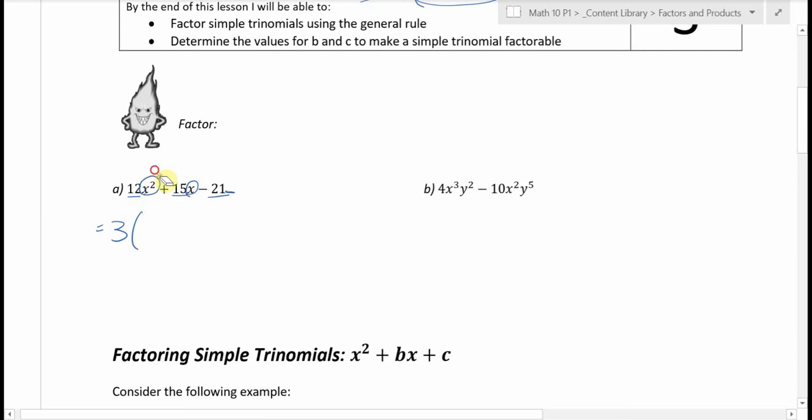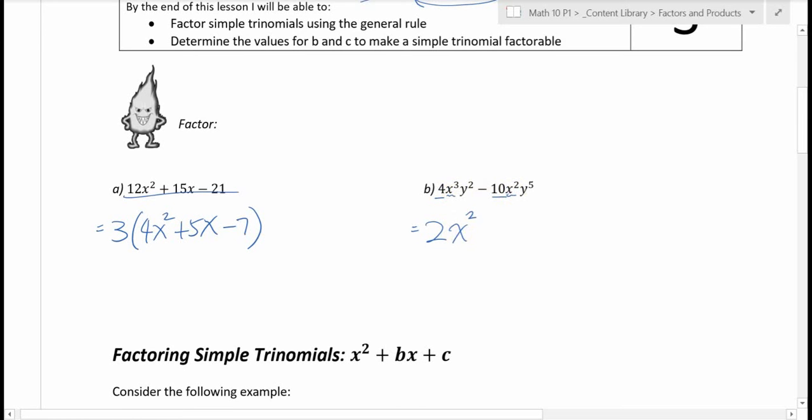And then once we have our common factor, we can factor by simply dividing the original expression by 3. So you should get 4x squared plus 5x minus 7. And that's your first example. Second one, we got 4 and negative 10. So the common factor between those two numbers is a 2. We have x cubed and x squared. So the common factor is x squared.